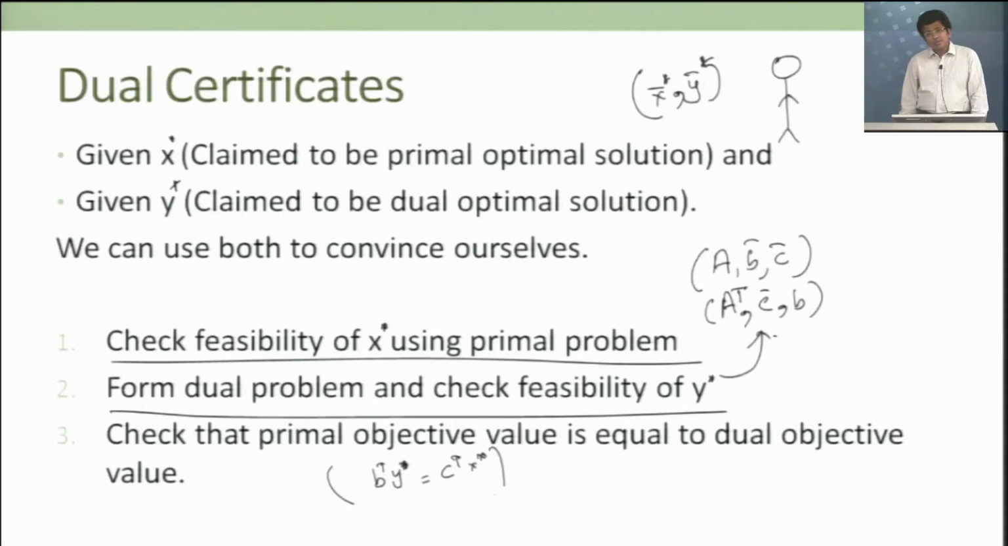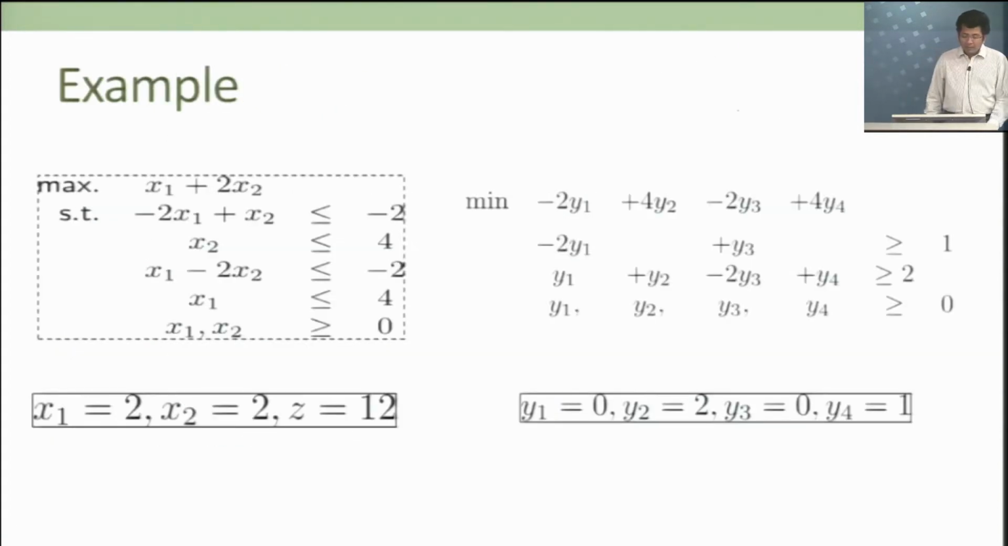Now, using these two, a given primal solution and a given dual solution, you can easily check, without having to resolve with simplex, that the primal and the dual are optimal for each other, and together they certify the optimality of each other. So the primal certifies the dual's optimality, and the dual certifies the primal's optimality. It's almost like magic, but it's very interesting to see that this happens. Let's go through an example and see how that happens.